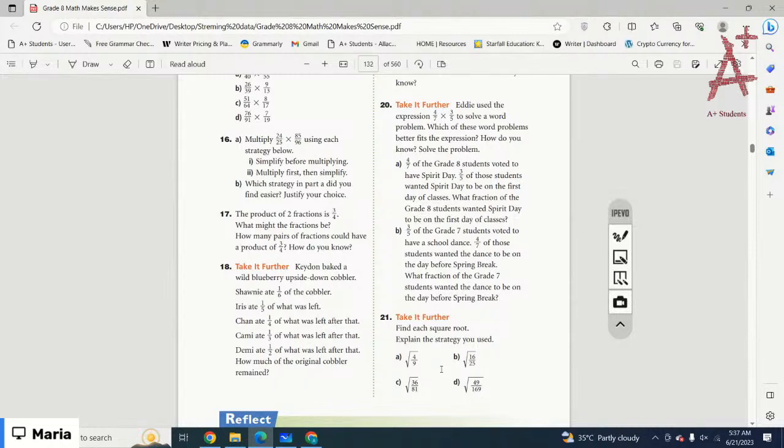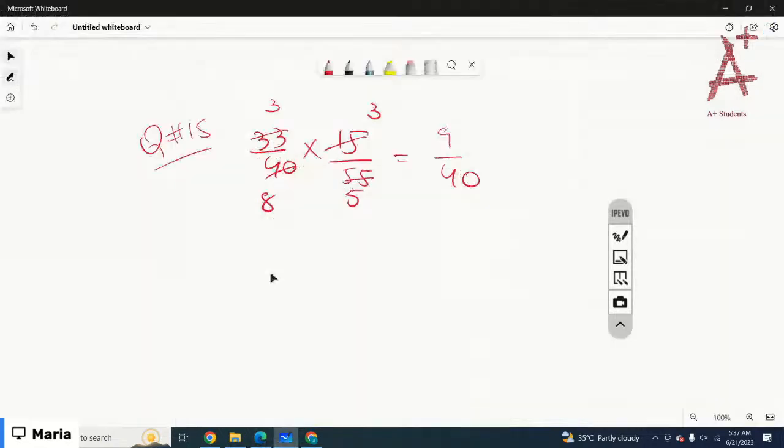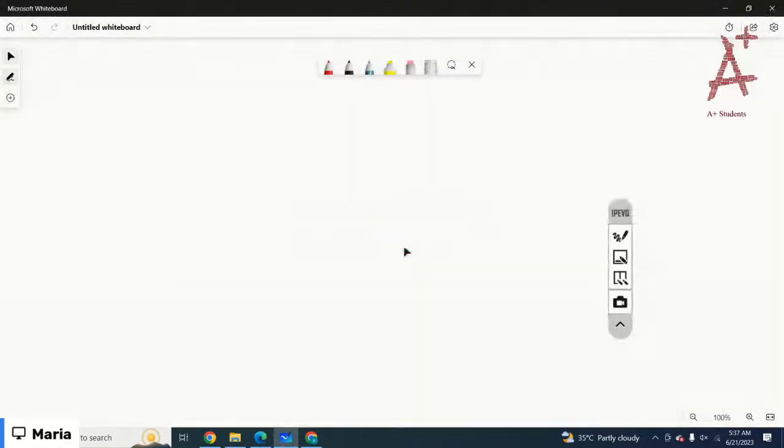The product of two fractions is 3 by 4. Got it? Basically, you have to make 3 over 4 using two fractions. So they could be 1 over 2 times 3 over 2, because 3 times 1 is 3, and you can write 4 as 2 times 2. Got it?